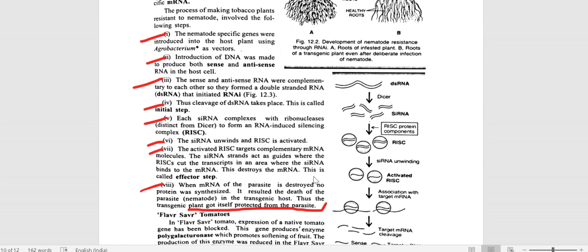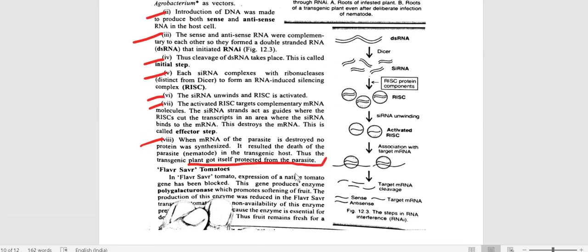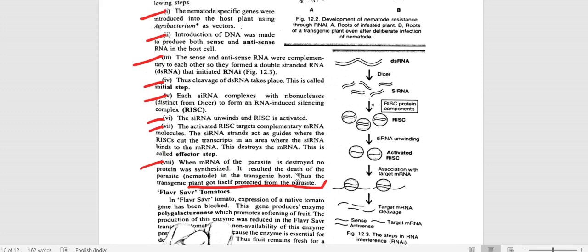Here, the infection is mainly caused by one nematode, that is Meloidogyne incognita, and this infection occurs in a plant, mainly the tobacco plant. So by introducing this technique, we can develop immunity or preventive protection in the tobacco plants by using this RNAi against this nematode.